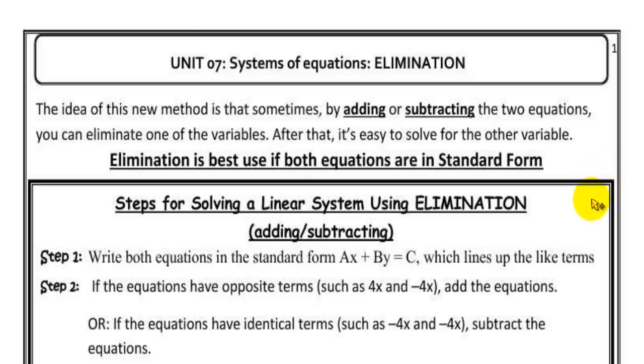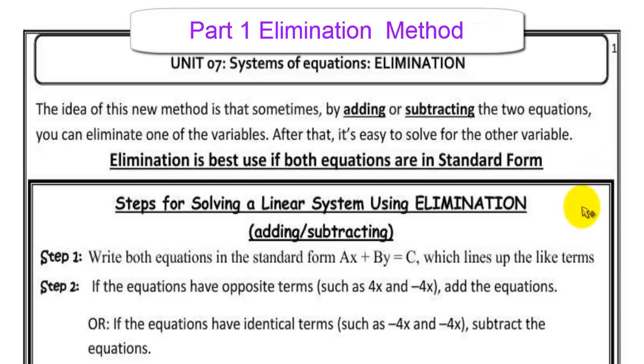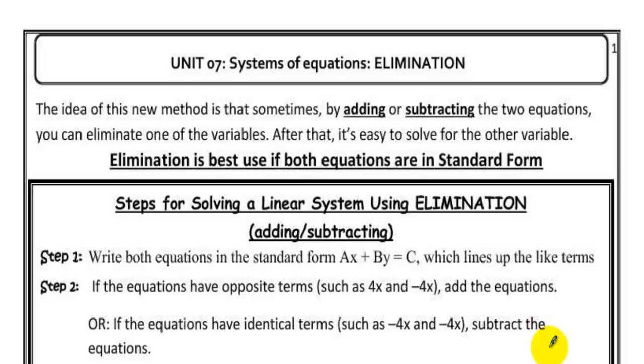Alright guys, this is now the third method on how to solve system of equations. Now this method is what we call elimination. We usually use elimination if we have equations that are in standard form, and we can eliminate a variable by either adding or subtracting the two equations.